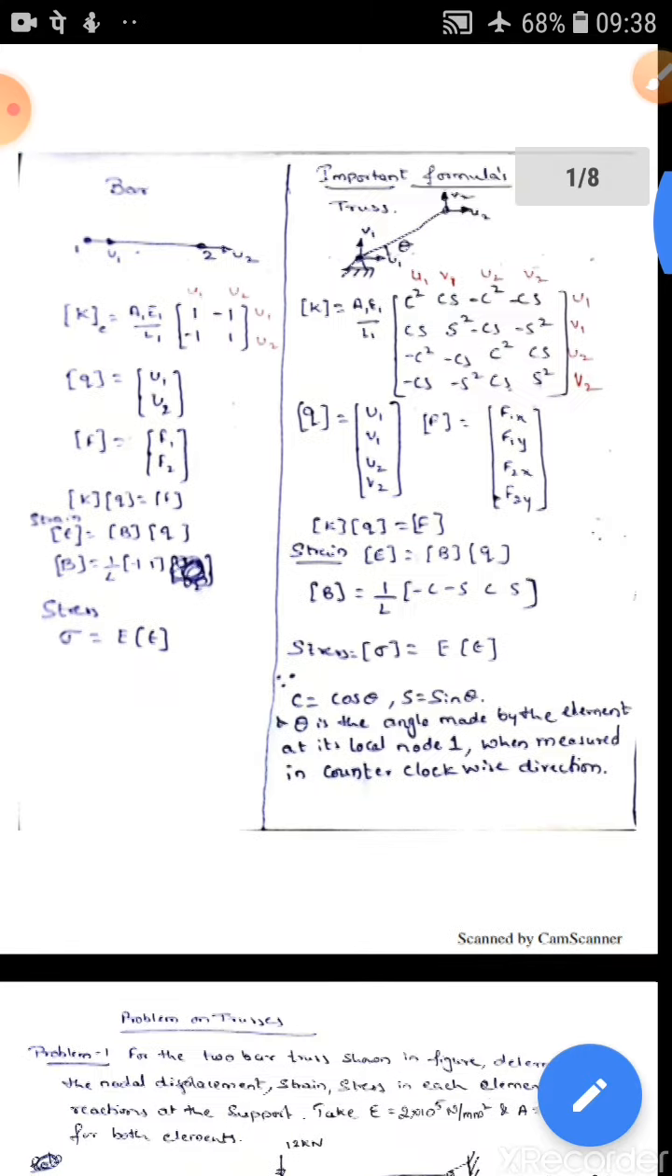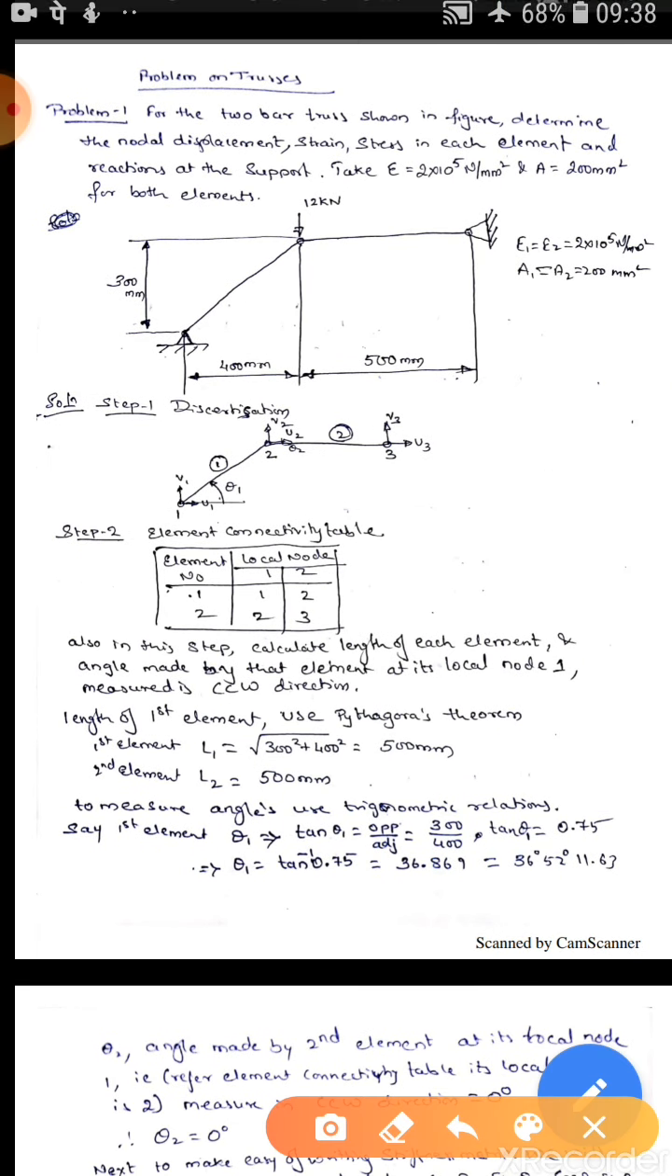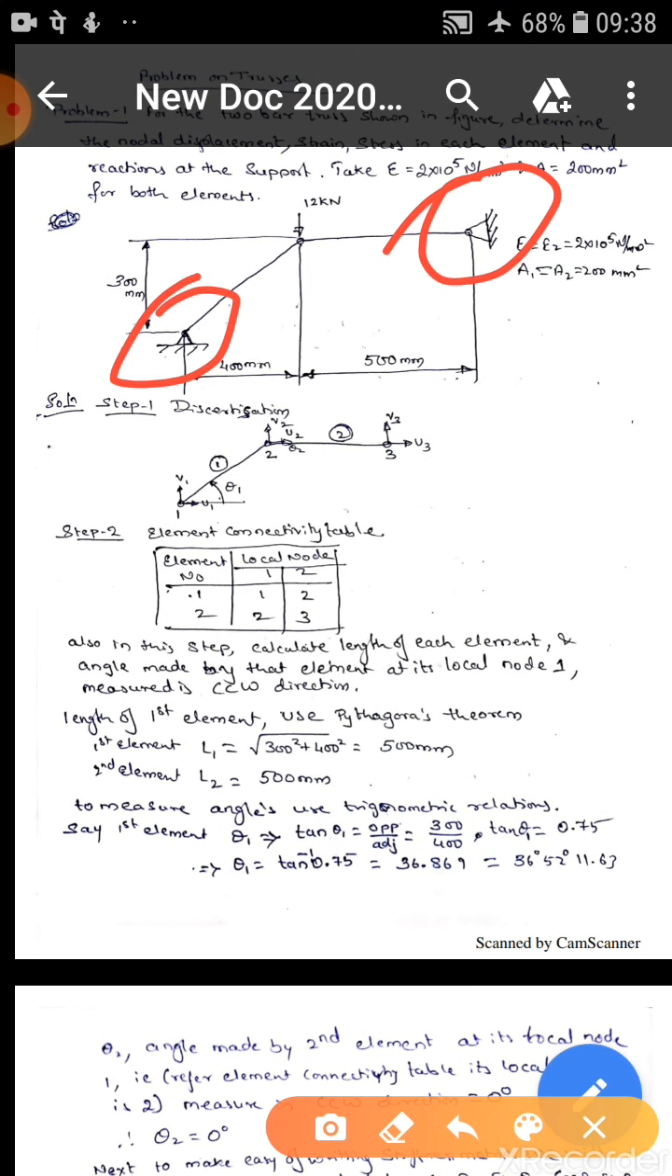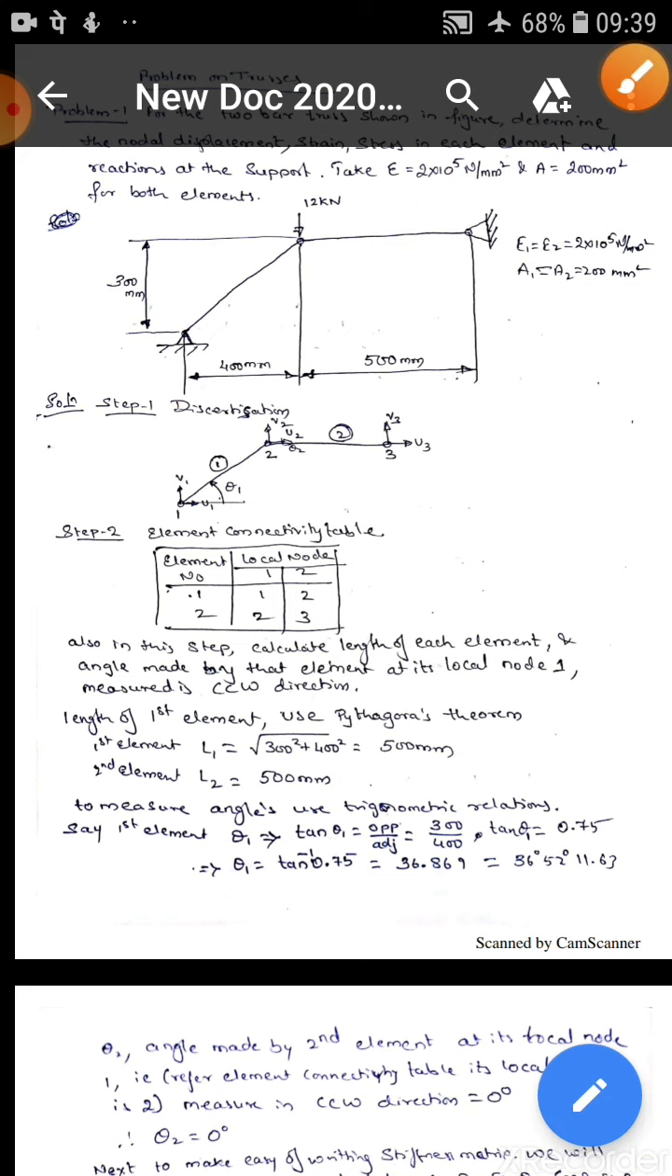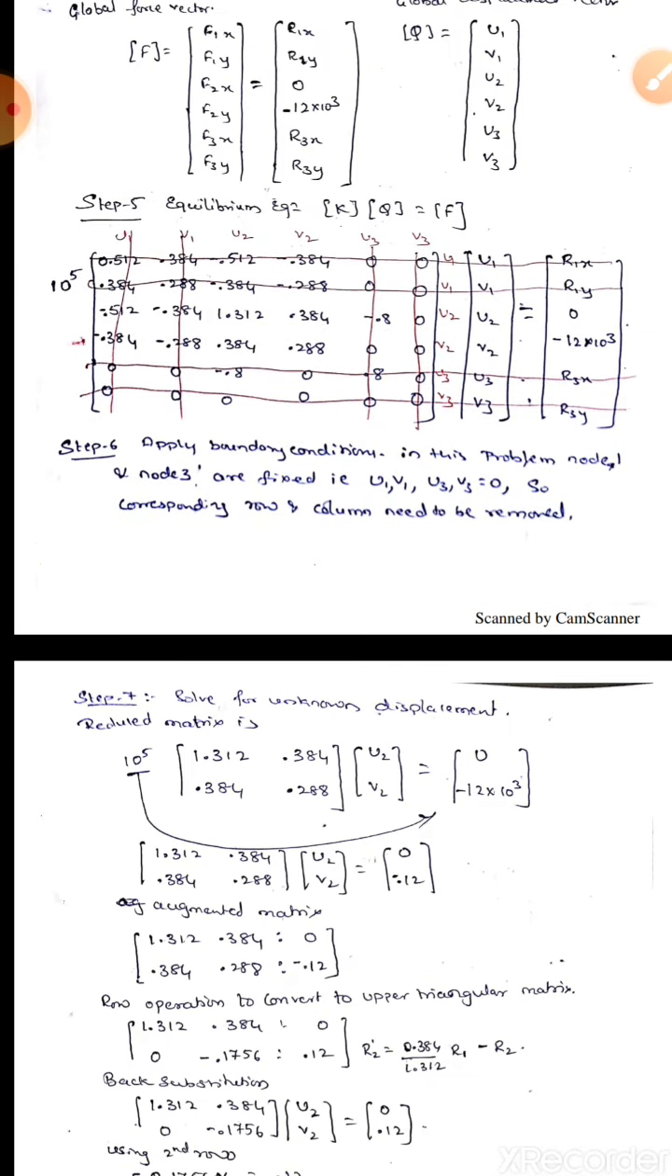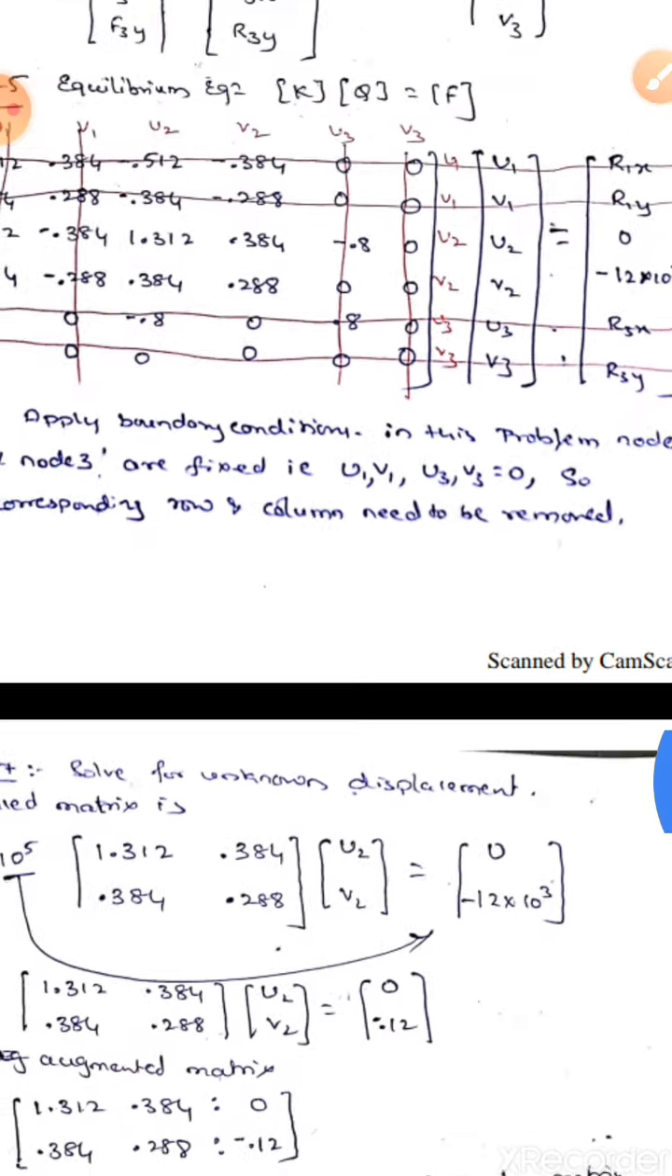Now see here, in step 6 we need to apply boundary conditions. What are the boundary conditions in this? Node 1 and node 3 are fixed. That means u1 and v1 are not able to move, and u and v at node 3 are also unable to move. So u1, v1, u3, v3 are 0. Okay, so these are my boundary conditions.